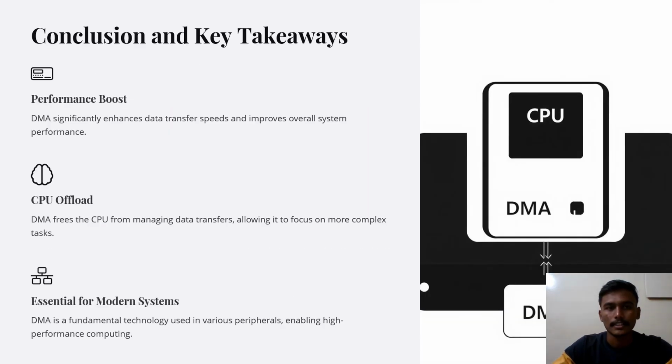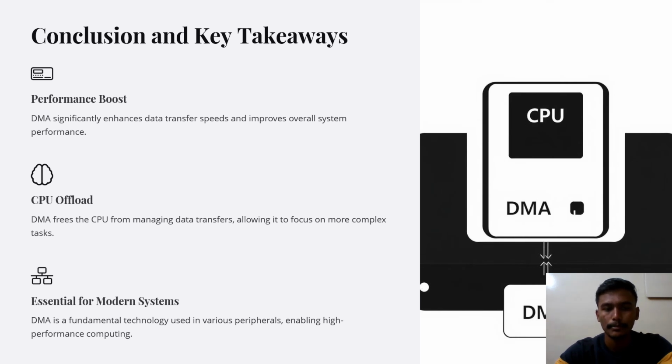Conclusion and key takeaways. Performance boost. DMA significantly enhances data transfer speeds and improves overall system performance. CPU offload. DMA frees the CPU from managing data transfer, allowing it to focus on more complex tasks. Essential for modern systems. DMA is a fundamental technology used in various peripherals, enabling high performance computing. Improved efficiency. DMA accelerates data transfer processes by bypassing the CPU, freeing it for other tasks.